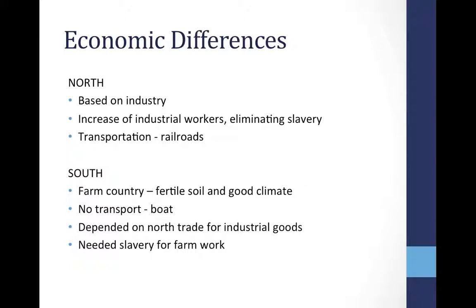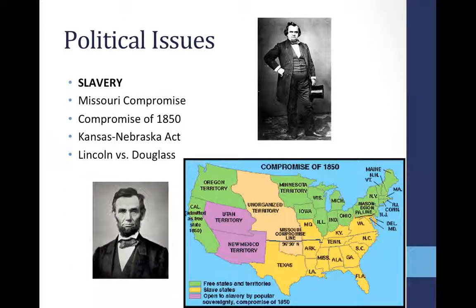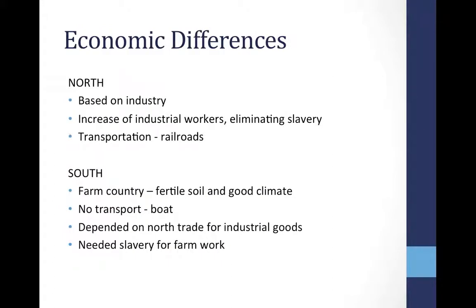Transportation was mostly built off of railroads, which also increased their industrial businesses and workforce, as well as very good and fast transportation. The South, on the other hand, was just farm country. Very good soil and good climate, so there was a lot of farming. Their main output was cotton. There was no real transport other than boat on small rivers and things like that. It was very hard to get around in the South.